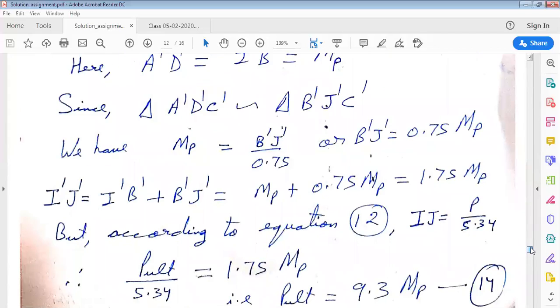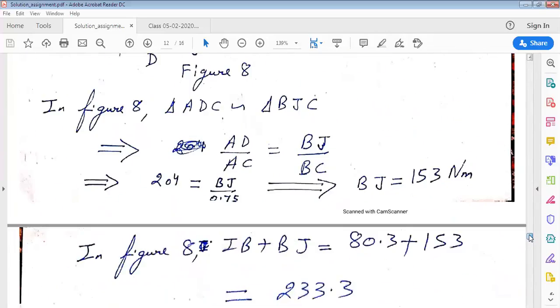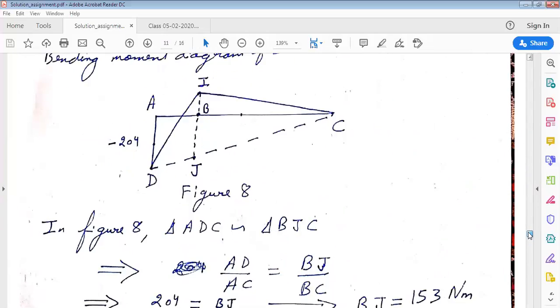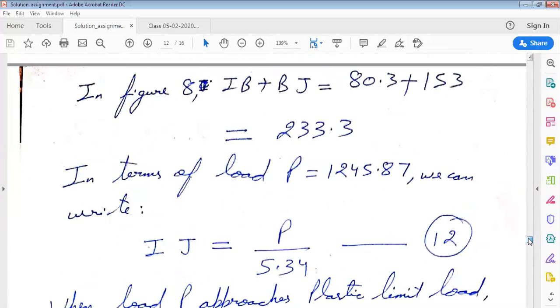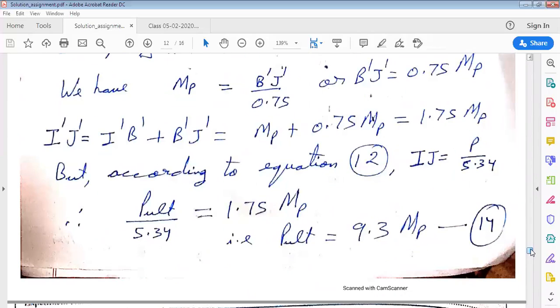And we have already found out from equation 12, IJ equal to P by 5.34. And when P is the ultimate plastic limit load, we can write P ultimate by 5.34 equal to 1.75 MP. And that gives us P ultimate, the plastic limit load, equal to 9.3 MP.